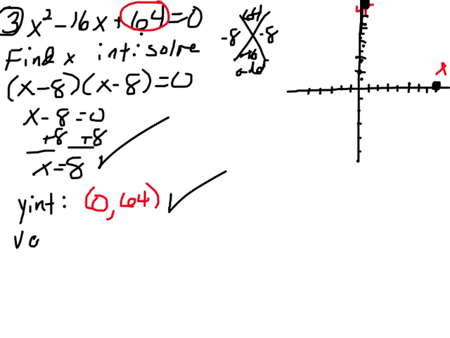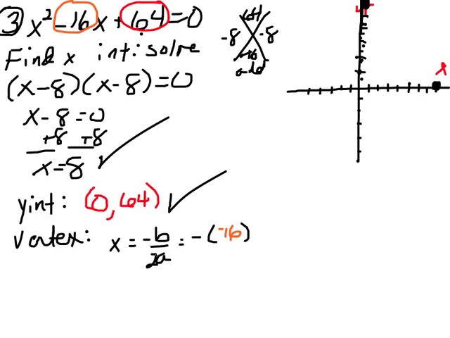I need my vertex. Let's say I didn't realize that I'd already found my vertex because I didn't remember that when I only find one x-intercept, it's also the vertex. That equation is x equals negative b over 2a. Well, the b term is negative 16 up there, and the a is the invisible 1, isn't it? That's what's going to help this problem a little bit. So negative 16 is a positive 16 divided by 2 is 8. So my vertex is 8.